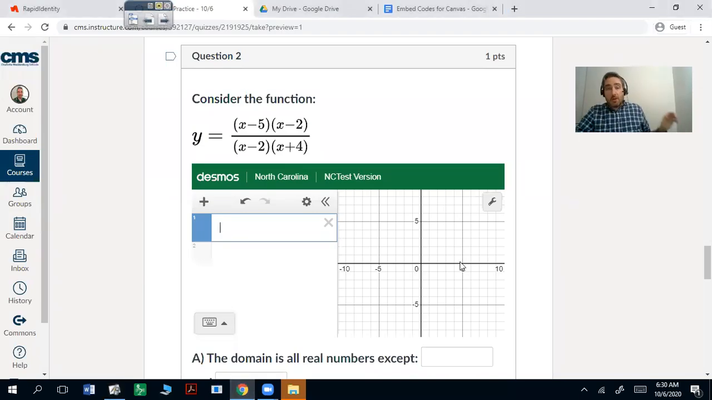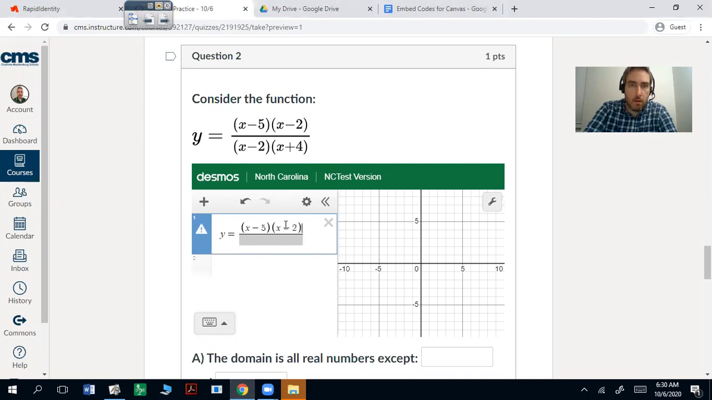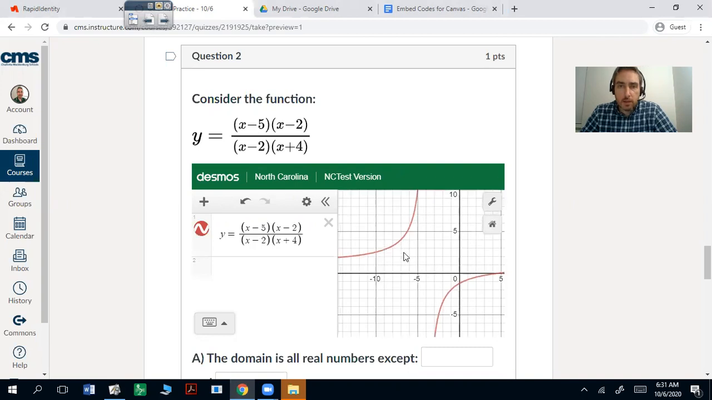Okay, in this question here, we're considering a different rational function. It's factored already for us, so let's go ahead and graph it. And let's take a look at it, zoom out a little bit.